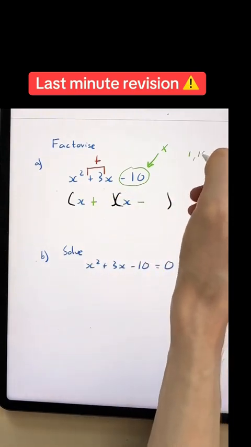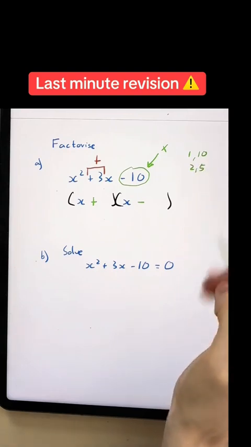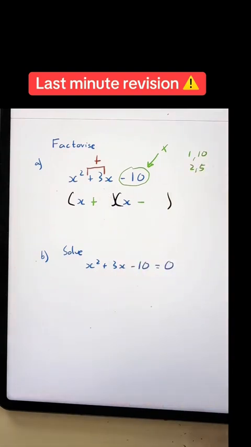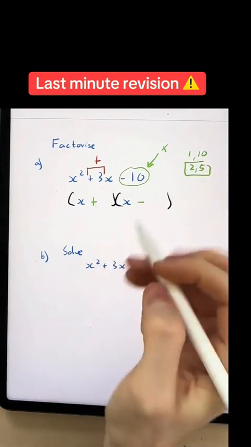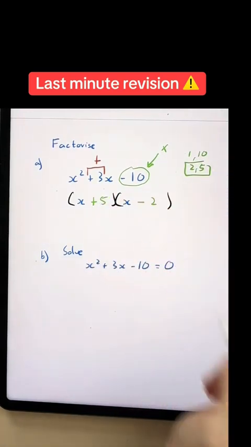Listing out the factors of 10, we know 1 times 10 is 10 and 2 times 5 is 10. Only one pair will still add to give us positive 3. In this case, give me the 2 and 5. As you want plus 3, it has to be plus 5 and minus 2.